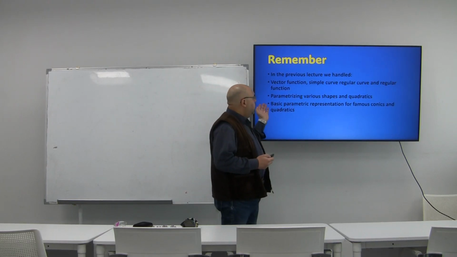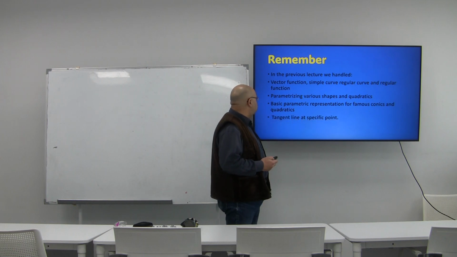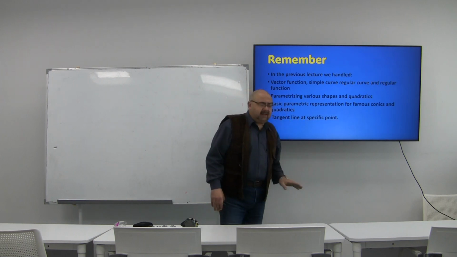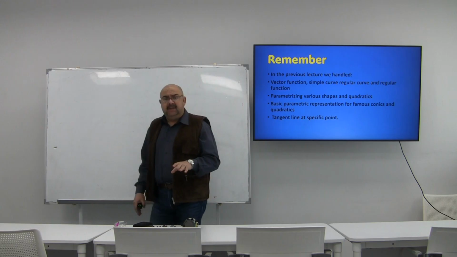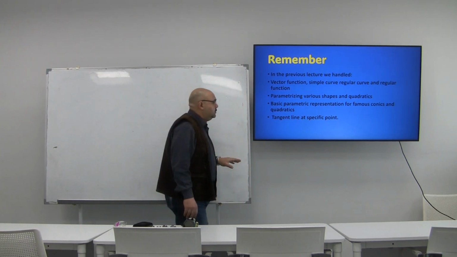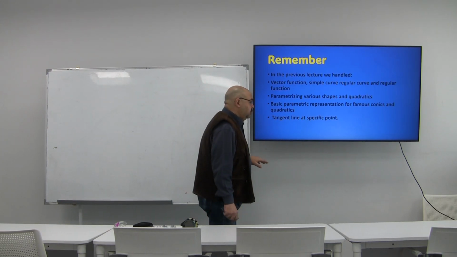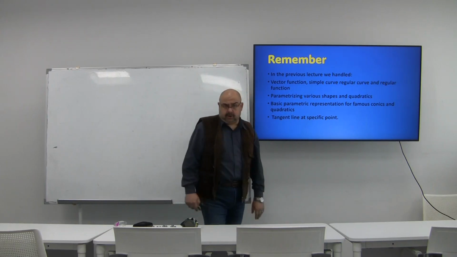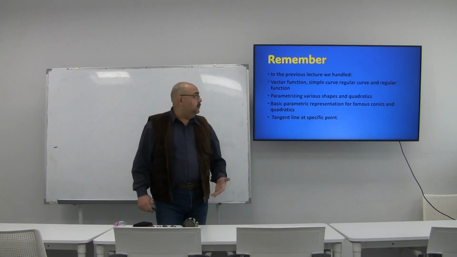You should go through it before this lecture. Number two, the basic parametric representation for famous conics and quadratics, as I told you. Then the tangent line at a specific point. We already touched on this point. We had a problem, we solved the problem, I believe, and we will also continue from this point.